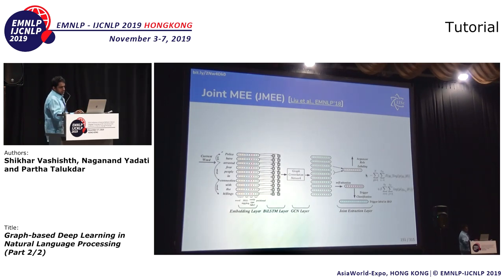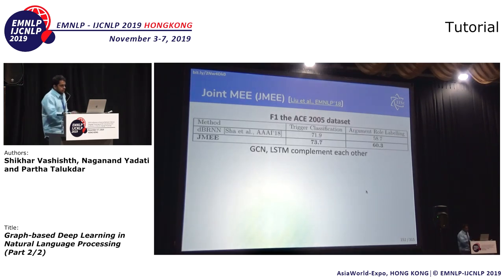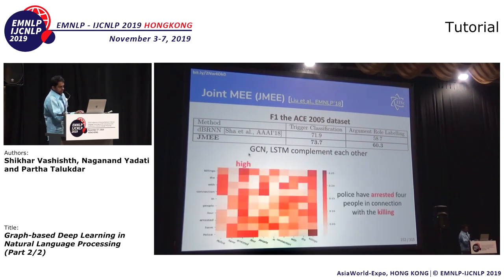And since this is a joint model, we have 2 loss functions here. So this entire model is trained on these 2 loss functions. One loss function is for the argument role labeling task, and the other loss function is for the trigger classification task, right? So as we can see, the most competitive baseline is this AAAI 18 paper, which is a dependency bridge based recurrent neural network. There are some slight improvements on trigger classification and argument role labeling, and the main improvements are because of the syntactic dependency graph.